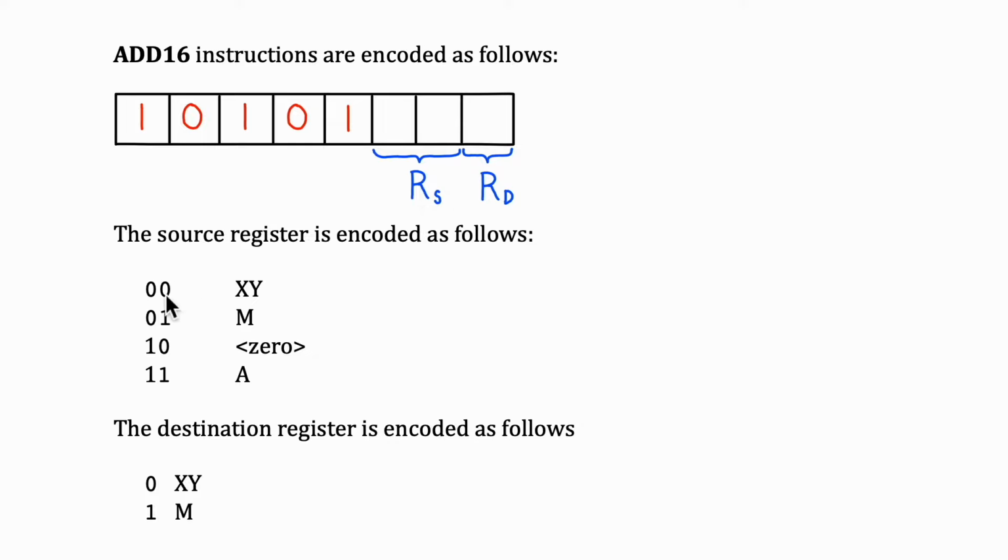These 2 bits indicate whether the immediate value will be added to the contents of the XY register, or the contents of the M register, or the contents of the A register, or perhaps it's not added to anything, in which case the value is simply moved into the destination register. In the case of A, the 8-bit value in A would be 0 extended to 16 bits before the addition. This add 16 instruction doesn't set any of the condition codes.